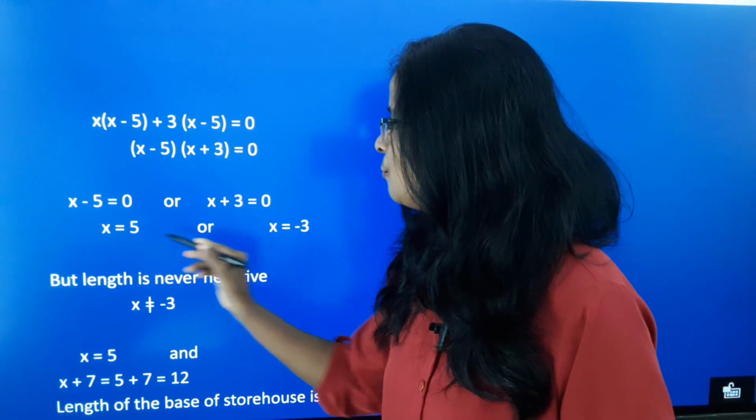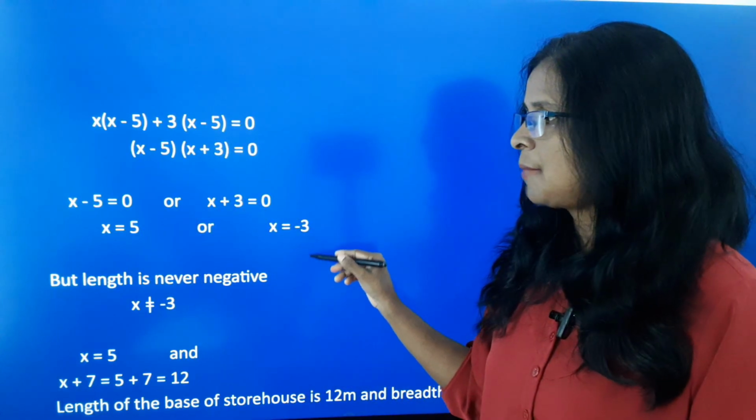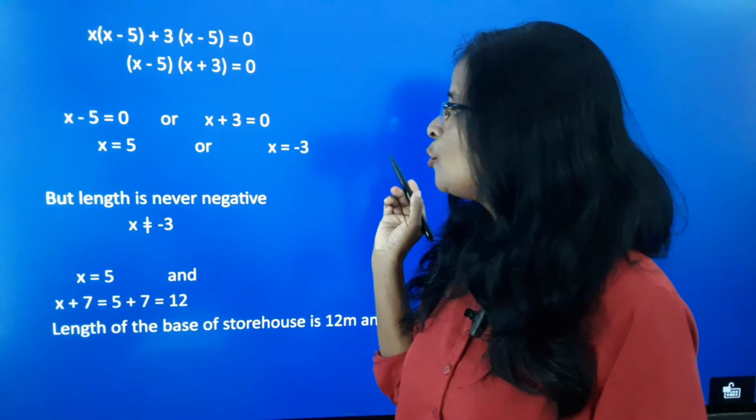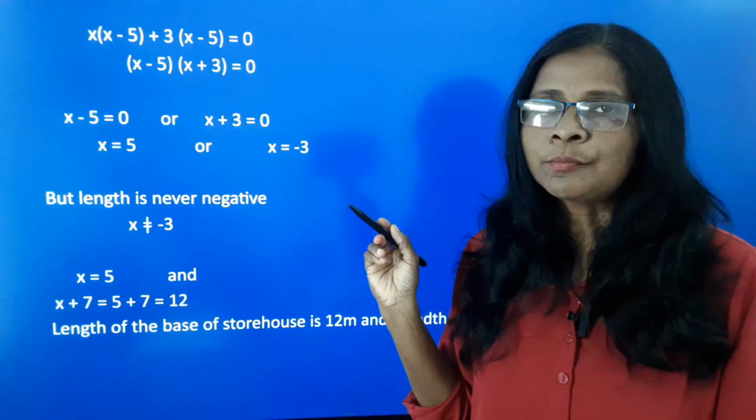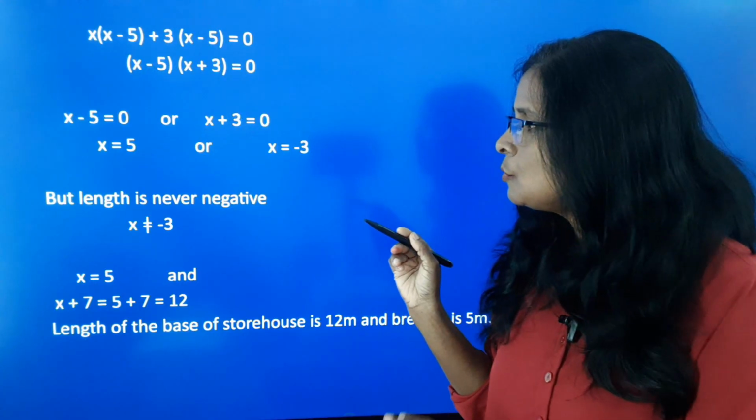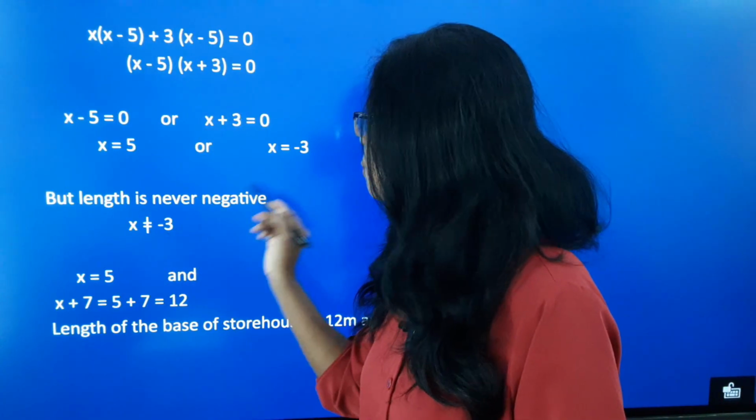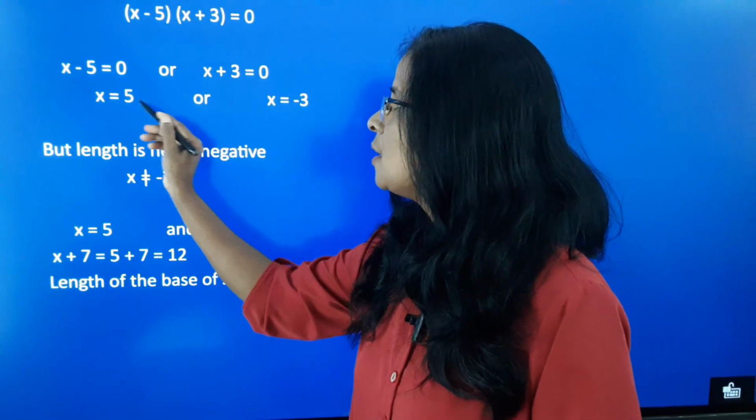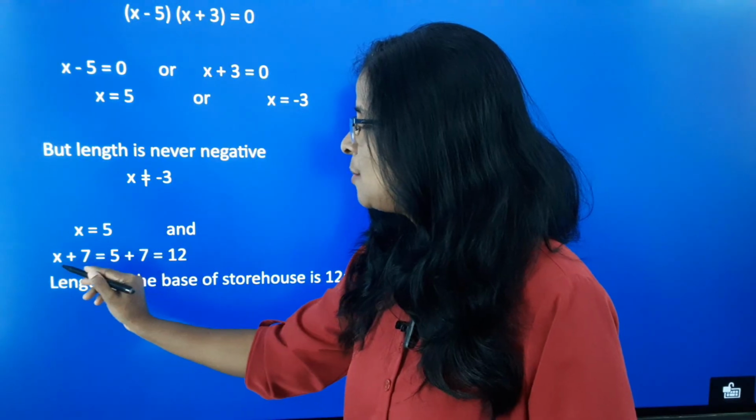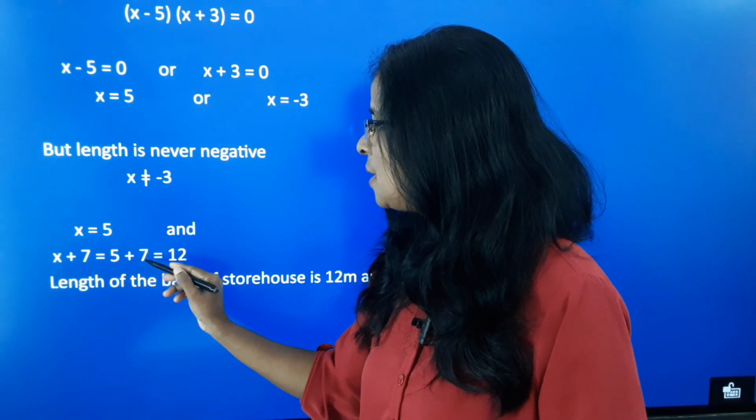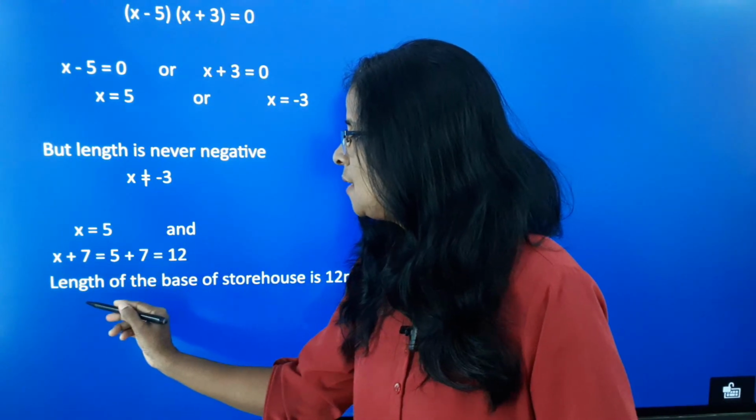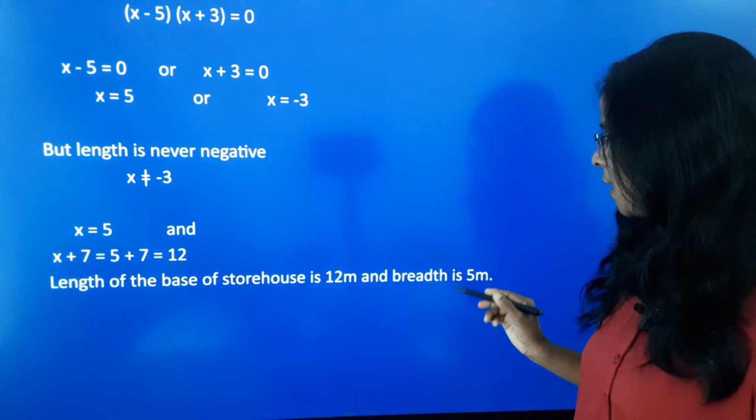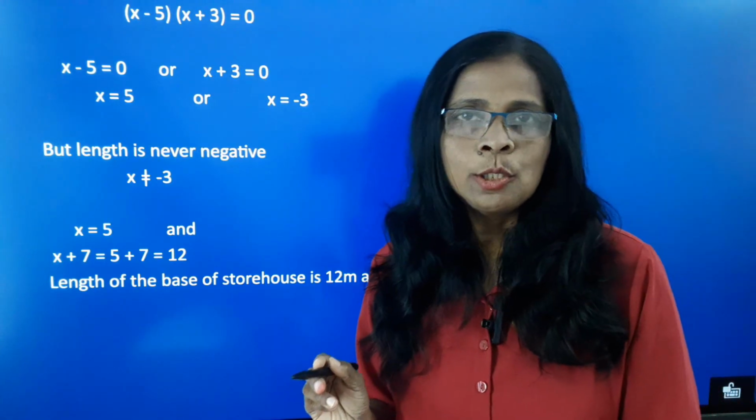So x is equal to 5 or x is equal to minus 3. But length is never negative. Here x is equal to minus 3, and the length should not be negative. So x is not equal to minus 3, which is the unacceptable answer. So we accept x is equal to 5. That means x plus 7 is equal to 5 plus 7 is equal to 12. So the length of the base of the storehouse is 12 meters and the breadth is 5 meters, student.